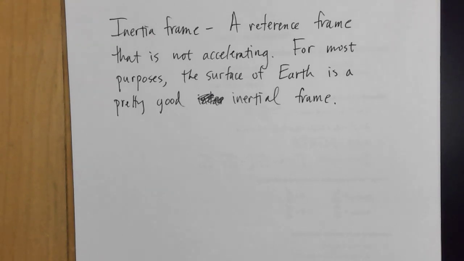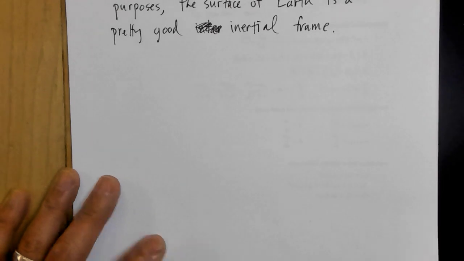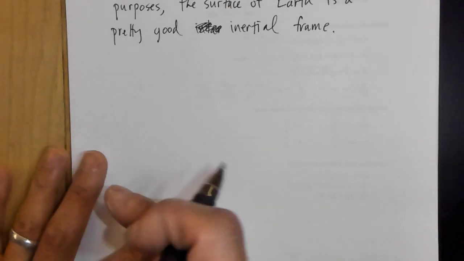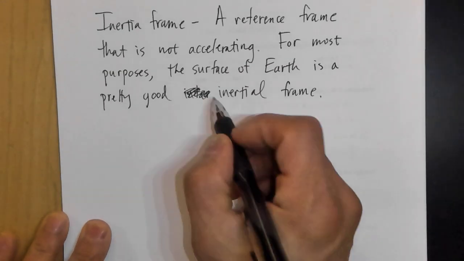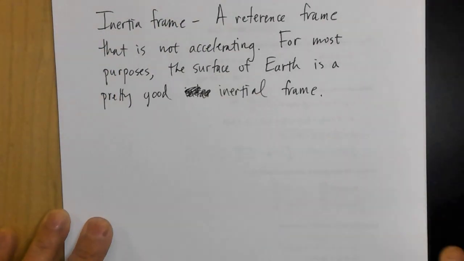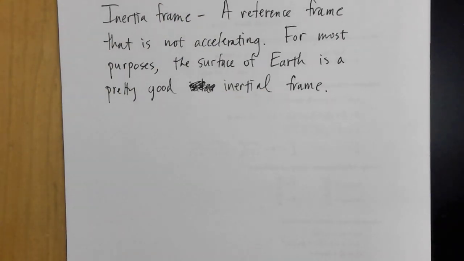The reason why the Earth is not really an inertial frame is because we're spinning. In fact, every day the Earth spins, and that causes a centrifugal acceleration pointing towards the center of the Earth. On top of that, the Earth is actually going around the Sun, and so there's centrifugal acceleration caused by that. But it's not a whole heck of a lot. So for most points of view, for problems that we're doing, we can think of the surface of the Earth as an inertial frame.